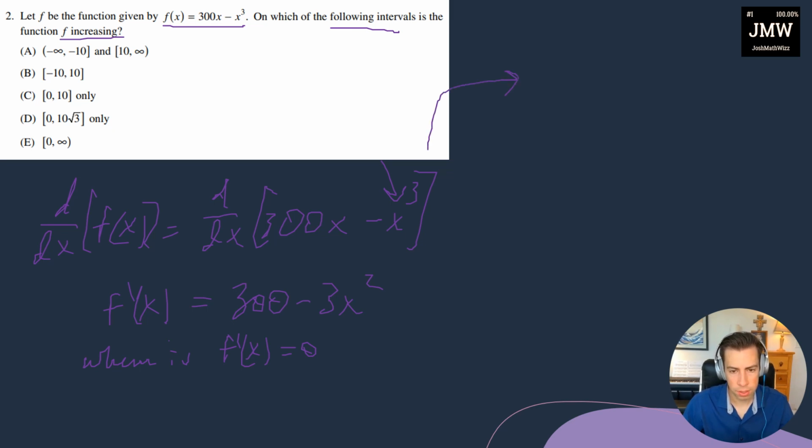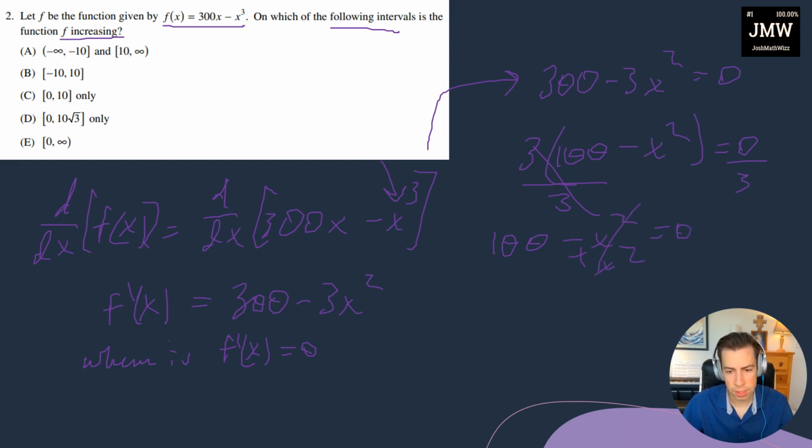So what I'm going to do is set this entire expression equal to 0. Now, when we do that, I can do some simplification here. I'll pull out a 3, so I will get 100 minus x squared equals 0, and I'll get rid of this 3 by dividing both sides by it. So I now have 100 minus x squared equals 0. Now, if I add x squared to both sides, I will have that x squared equals 100. And if I take the square root, I now have that x is equal to plus or minus 10.